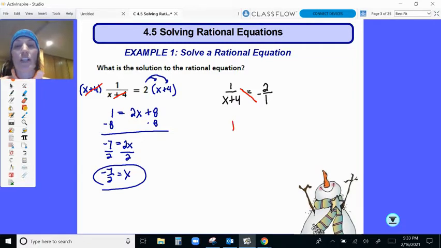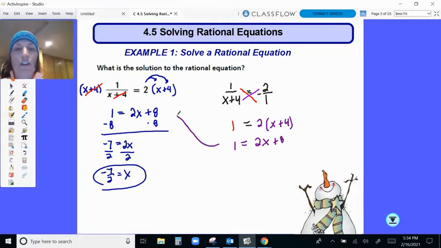So 1 times 1 is going to be equal to 1. And then I can take x plus 4 times 2, and I have to multiply it by the entire x plus 4, so be sure to put it in parentheses, okay? And that will equal 1 equals 2x plus 8. And that should look familiar. That's right there, okay? So there's two different methods you can do, whichever way is most comfortable, right? You can either use your proportions or just multiply by x plus 4 on both sides.